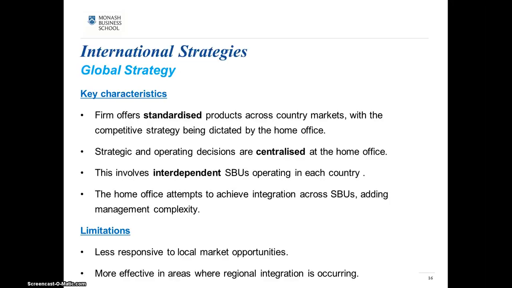We also tend to find that it's much more effective in areas where there is a greater level of regional integration. So the North American continent is probably a good example here. Usually what works in the United States, what is popular in the United States, will also be popular in Canada. So you could probably adopt a global strategy, at least across those two countries. But where there isn't such a regional integration, it becomes much more difficult to employ.